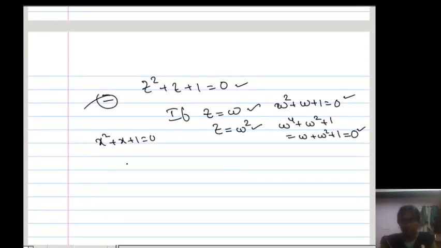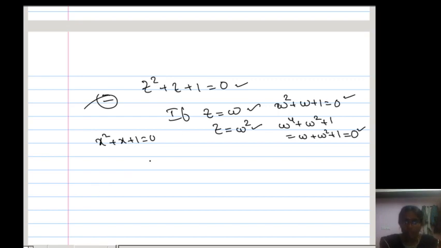Okay, so otherwise, very simple: z² + z + 1 = 0 means if z = ω², then ω² + ω + 1 equals 0, you understand. It satisfies the given equation. Even though ω² also satisfies the given equation. Total 2 possibilities because z² is quadratic. So what are the possibilities of z? ω and ω².